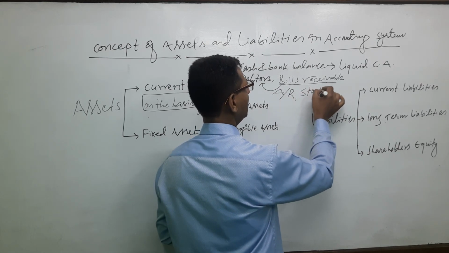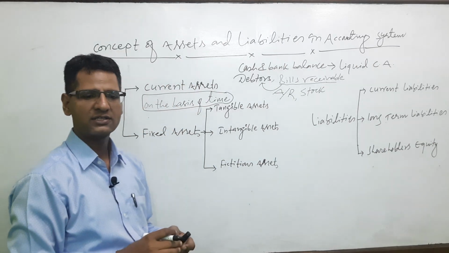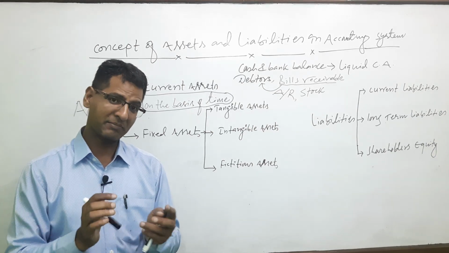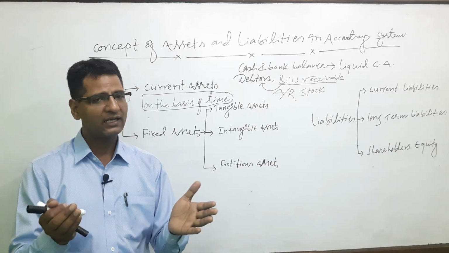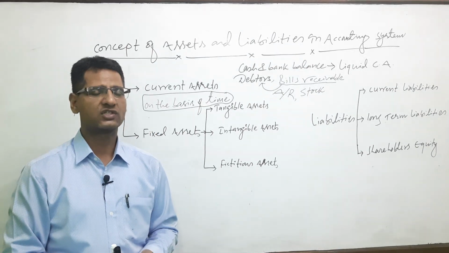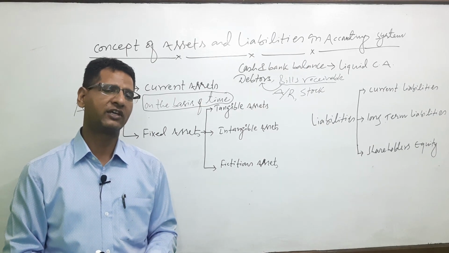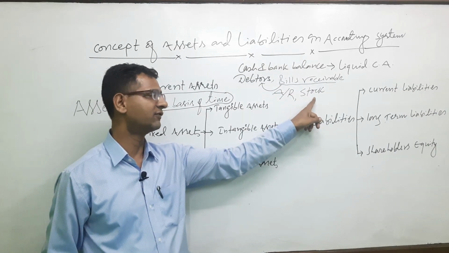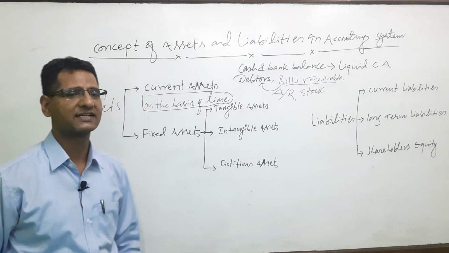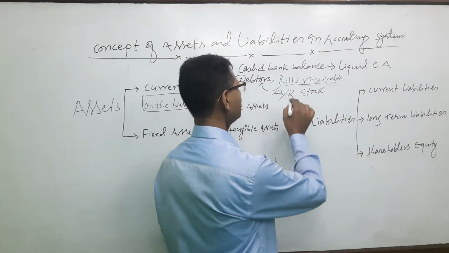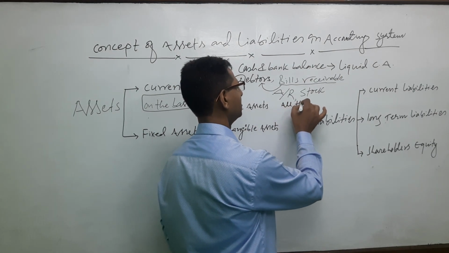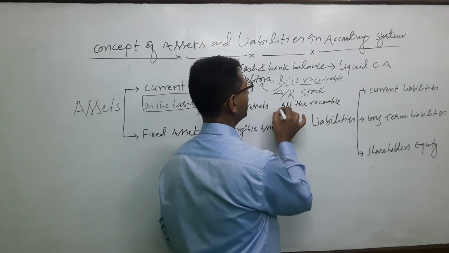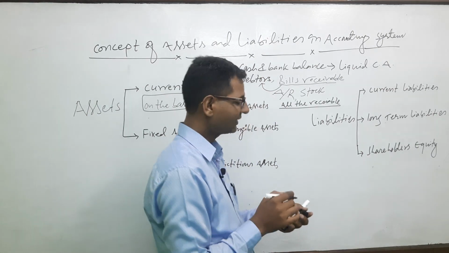Stock. We can say that stock means unsold, unused materials which remain at the end of one accounting year. And we can sell all the stock which remains at the end of the year within the next year. Within the next year we can sell this stock, so it is known as an asset. Stock is also an asset. All the receivables, whatever receivable is there, income receivable, etc.